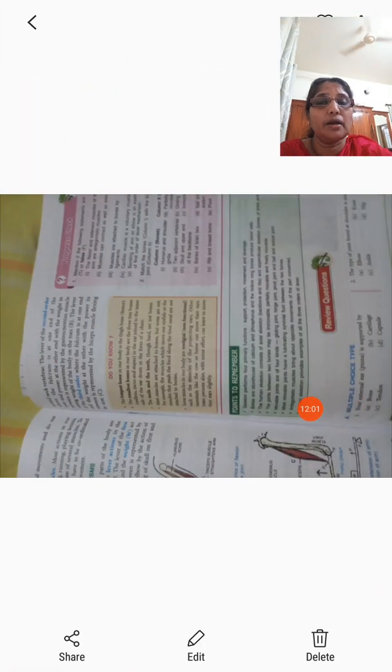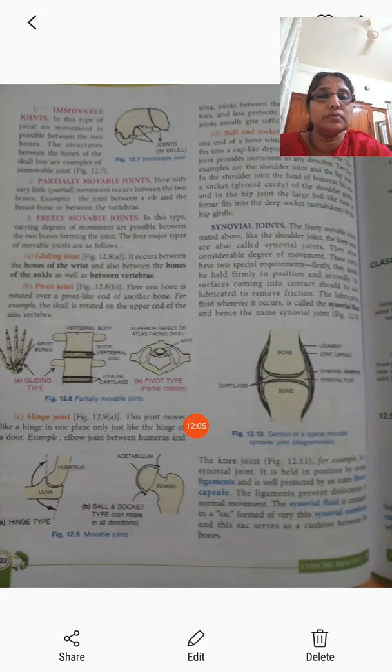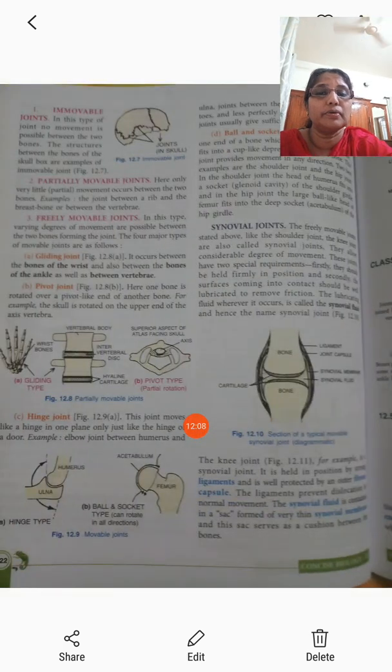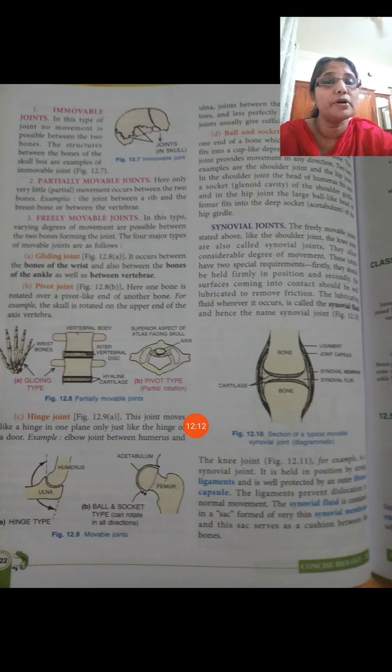Examples are the knee and elbow, and the other portions. Another example: the finger joints are also examples of hinge joints.